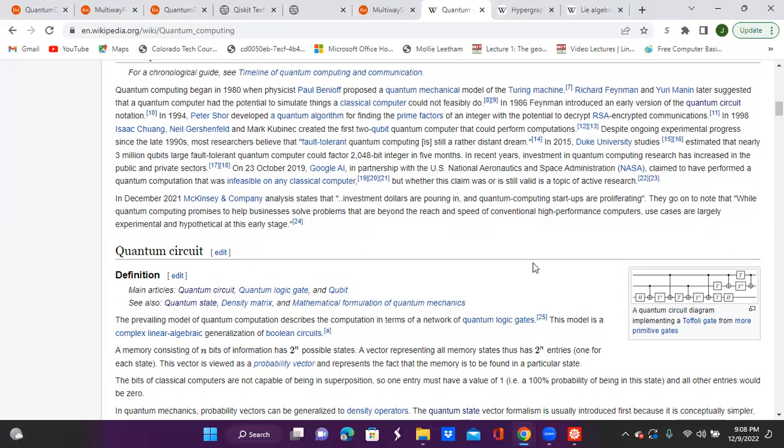On October 23rd of 2019, Google, in partnership with NASA, claimed to have performed a quantum computation that was infeasible on any classical computer. But whether this claim was or is still valid is a topic of active research.